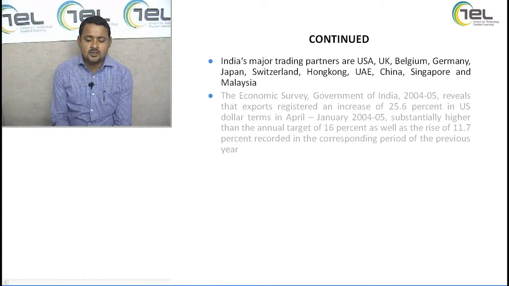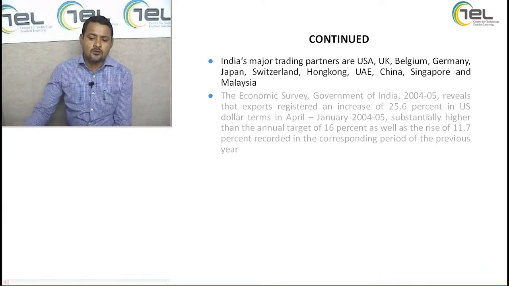India's major trading partners in these years are USA, UK, Belgium, Germany, Japan, Switzerland, Hong Kong, UAE, China, Singapore and Malaysia. So we have fairly good relations with the USA bloc and the EU bloc, but still we are not trading enough with our nearest neighbors, Pakistan, Bangladesh and Sri Lanka.